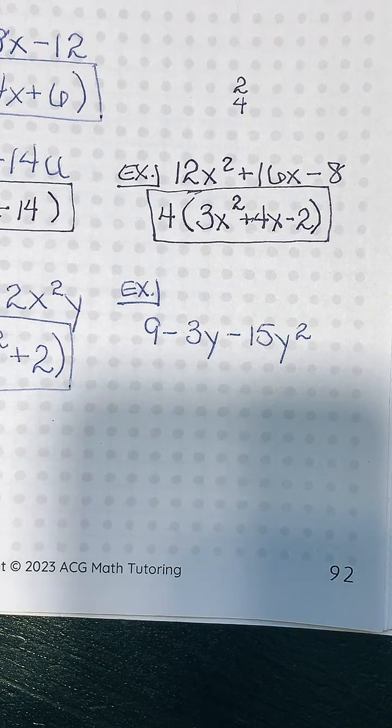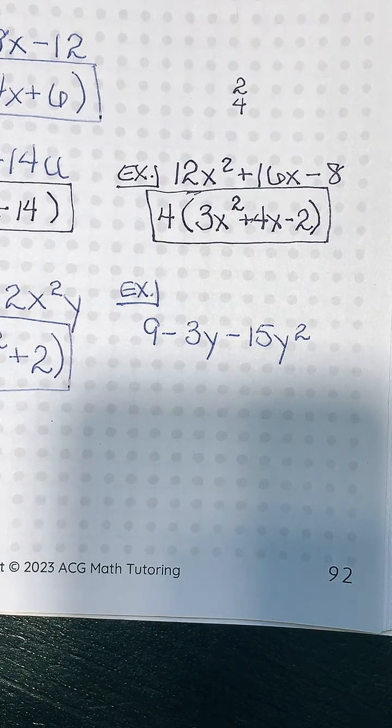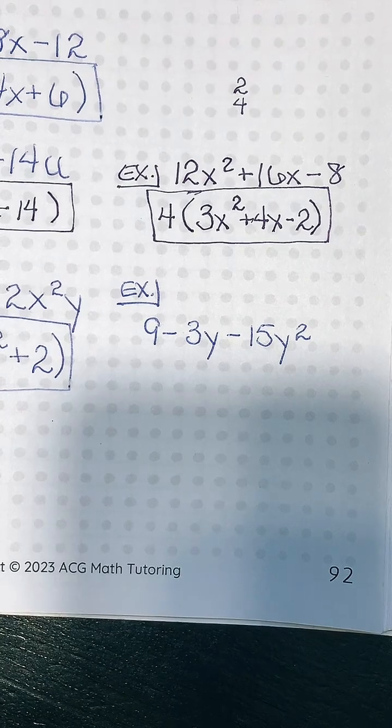Why not just do 6 times? Because inside your parentheses is not completely factored.